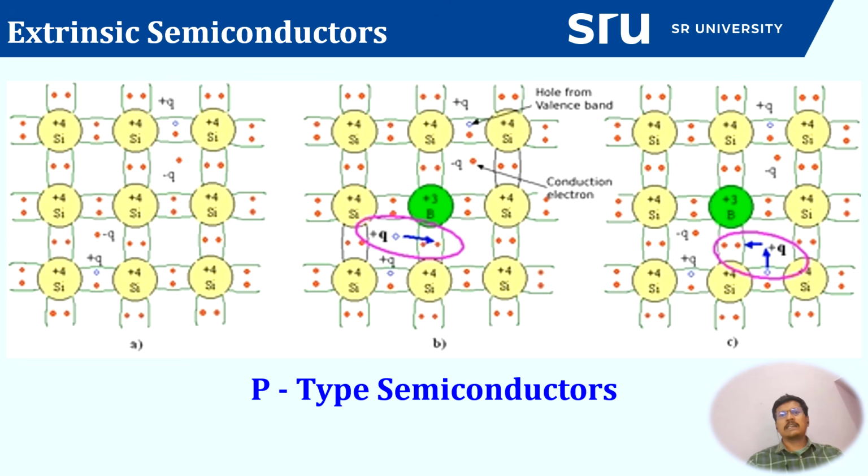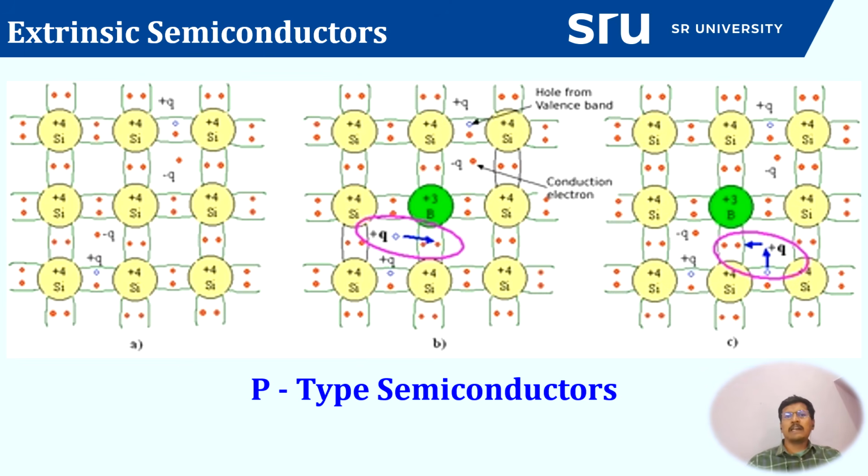Now let us see the second category of extrinsic semiconductors, that is p-type semiconductors. A p-type semiconductor is created by adding a trivalent impurity to pure silicon or germanium. Commonly used trivalent dopants include aluminum, gallium, indium, and so on. These atoms possess only 3 valence electrons.